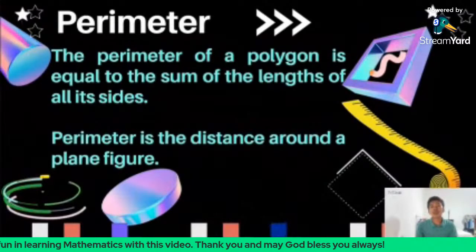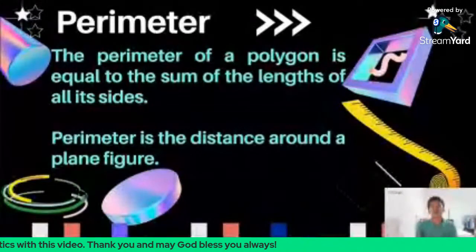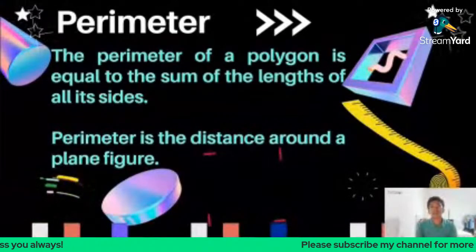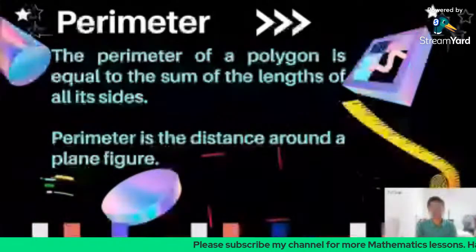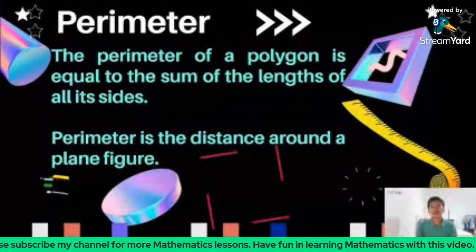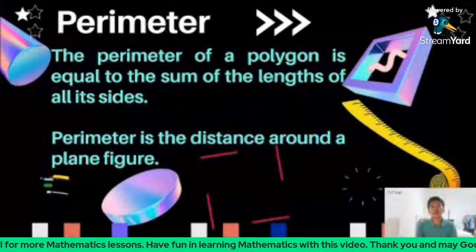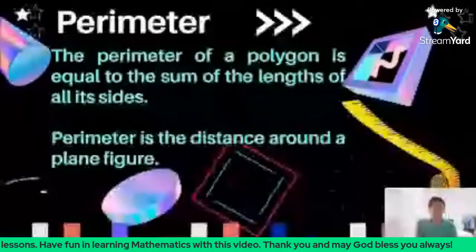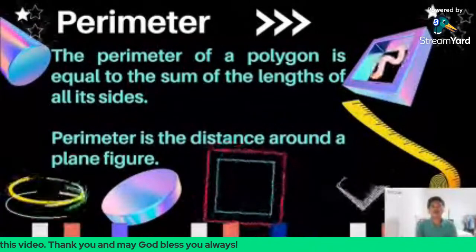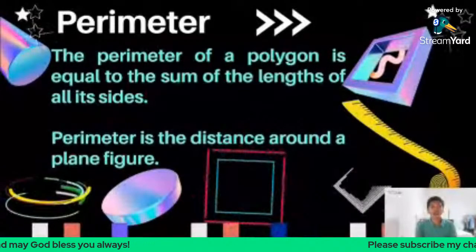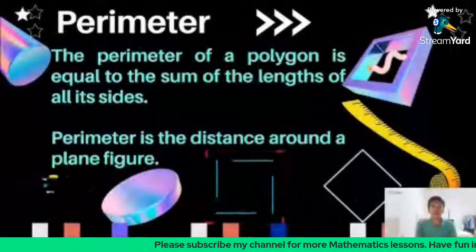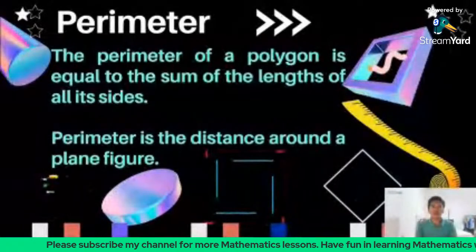The perimeter of a triangle has a formula of P equals S sub 1 plus S sub 2 plus S sub 3, where P stands for perimeter, and S sub 1 is side 1, S sub 2 is side 2, and S sub 3 is side 3. Let's take this example. We have this triangle. As you can see, the measurement of this side is 8 centimeters.